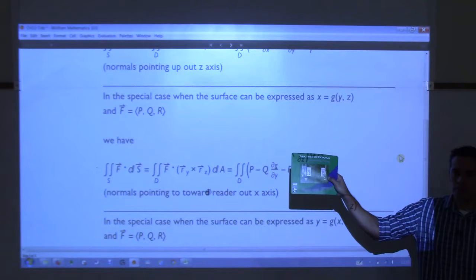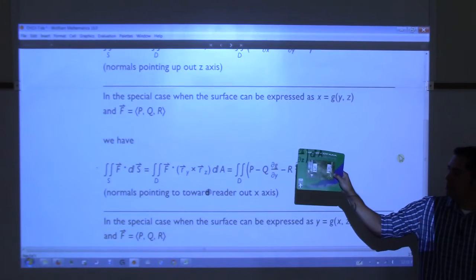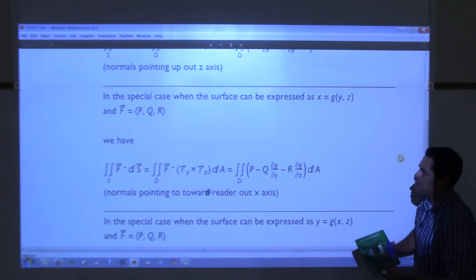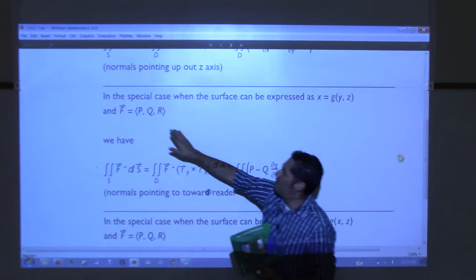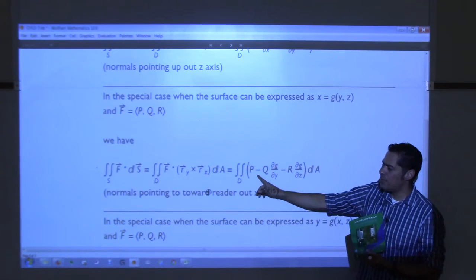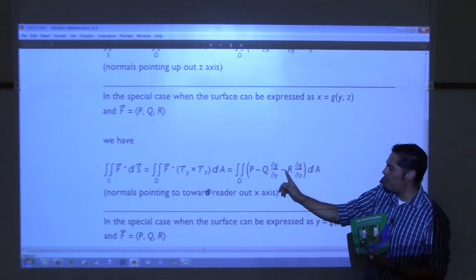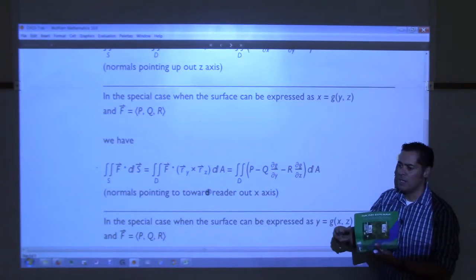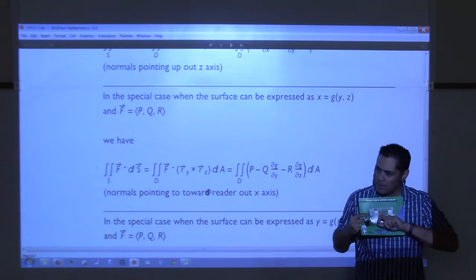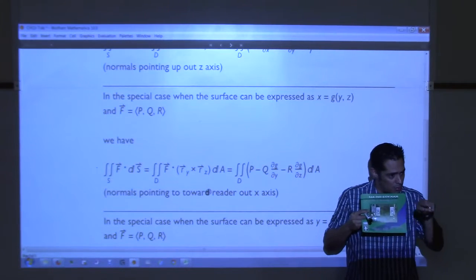Like this, right? Then here's the formula. Again, P, Q, R, here's what you have to compute: P minus Q partial g with respect to y minus R partial g with respect to z, so long as the normal vector you're talking about is pointing out towards you, like this.